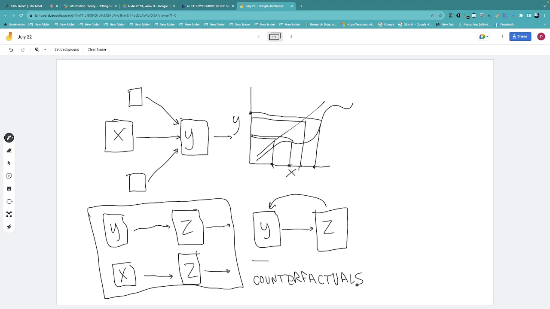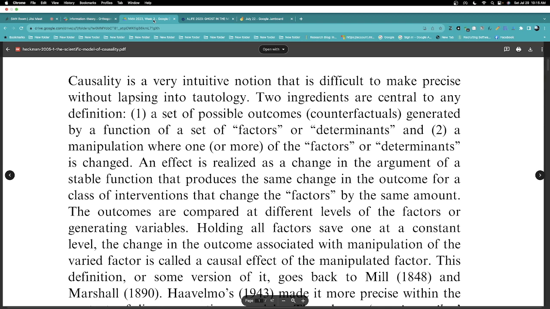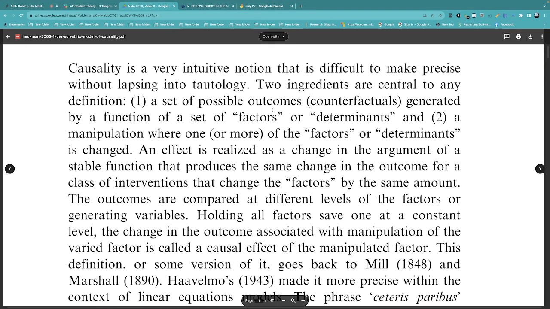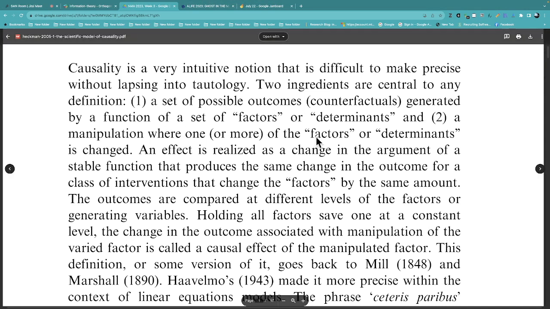So we've considered the alternatives and we've determined that X and Y is the best fit to the model that we're using. And so this is where we kind of have to make these decisions about what we're saying is causal and what we're saying is not. And then two is a manipulation where one or more of the factors or determinants is changed.